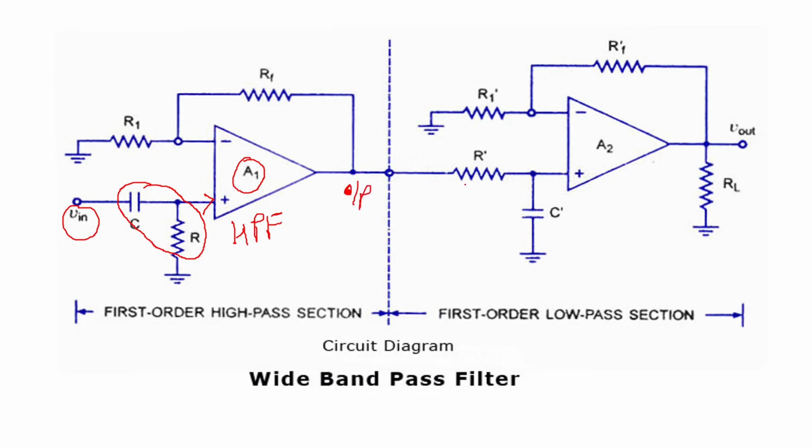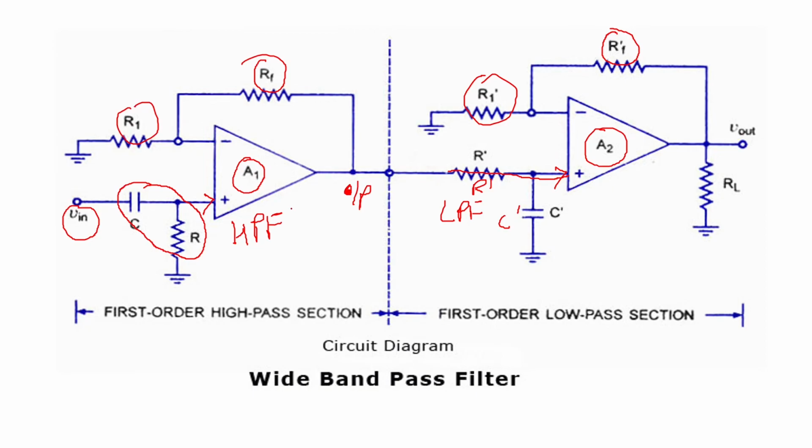Now that output is given to a low pass filtering. So here you have your R dash and C dash, which is going to give low pass filtering, and that input is given to the op amp non-inverting terminal, and will be again amplified by the second op amp. The amplification of this second op amp depends upon the resistors RF dash and R1 dash. Amplification of the first op amp depends on the resistors RF and R1. So here we use two amplifiers.